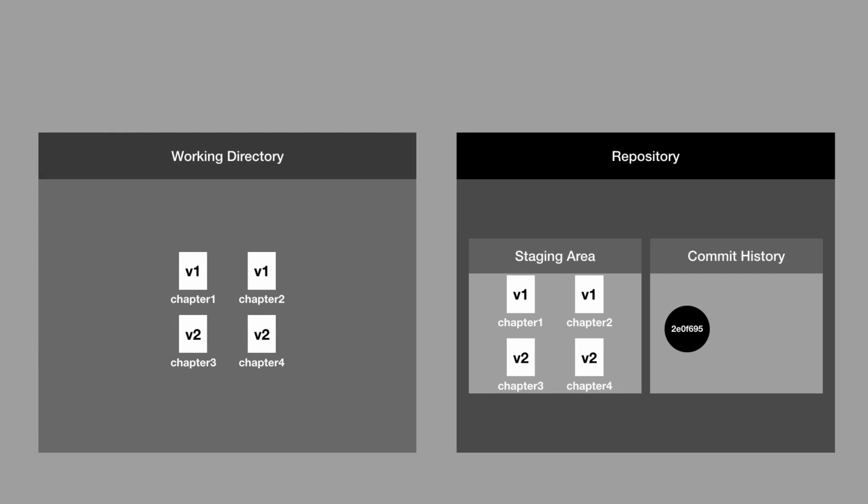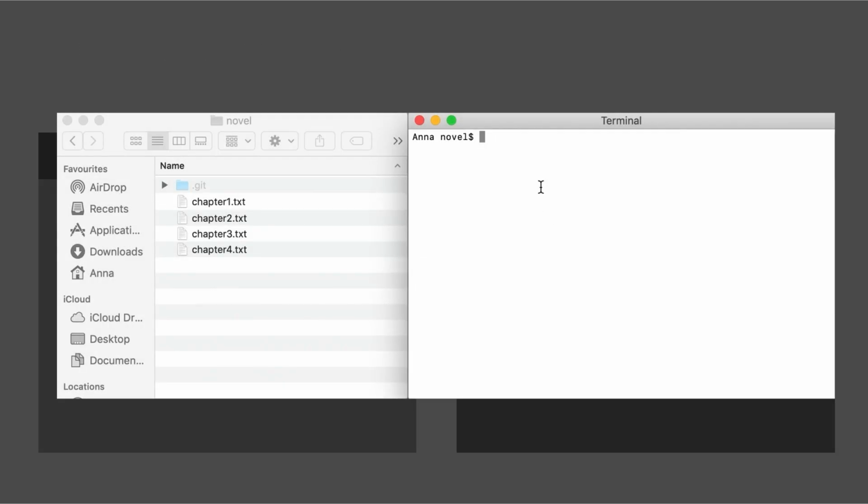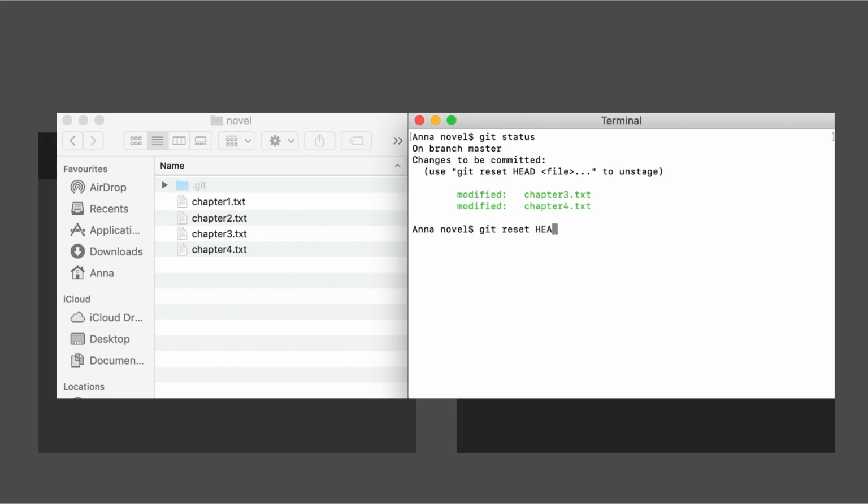So there we go. But what if we now decided that we actually don't want to add all the changes that we made to chapter 4, and we actually want to unstage that file and take it out of the staging area? We can do this using the git reset command, typing HEAD -- and then the name of the file. So let's see that. We go in the terminal, we type in git status. We can see that we have these updated files, but now we decide to take chapter4.txt out of the staging area.